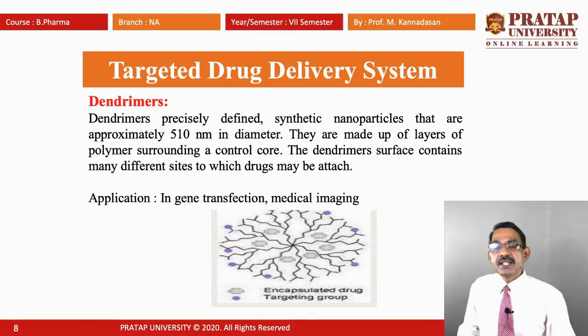So, you see the picture, the diagram clearly illustrates the drug in green color, the targeting group in the blue dot. The space between one and another, the empty space, is where the drug will be loaded. So, dendrimer has potential for drug delivery because of its vast drug loading capacity.